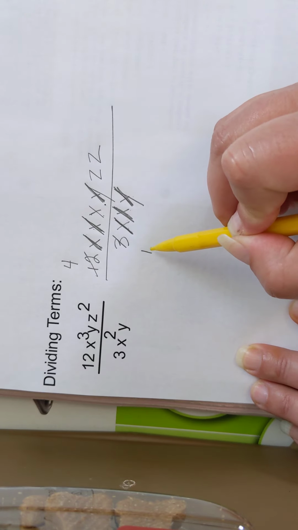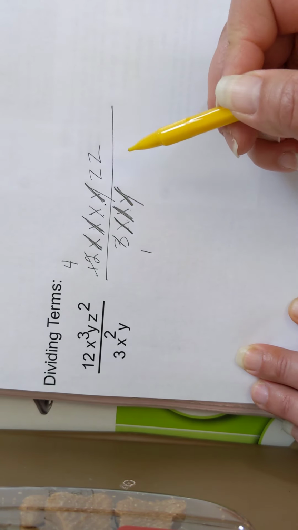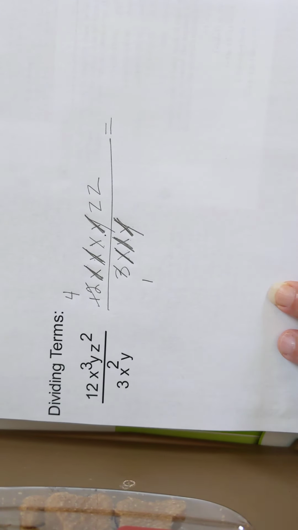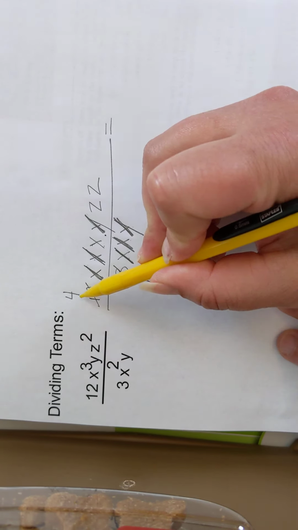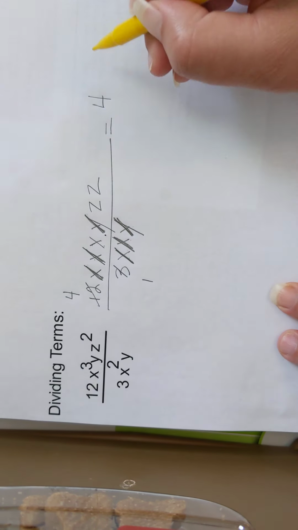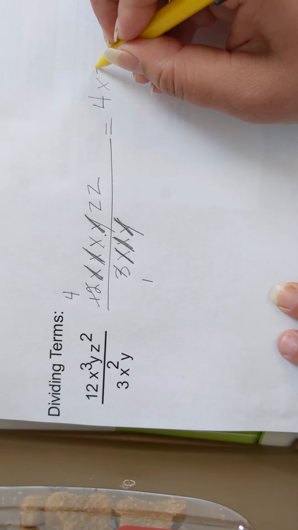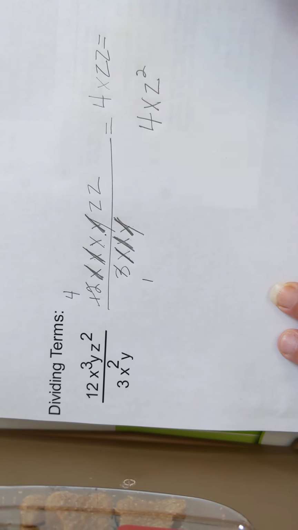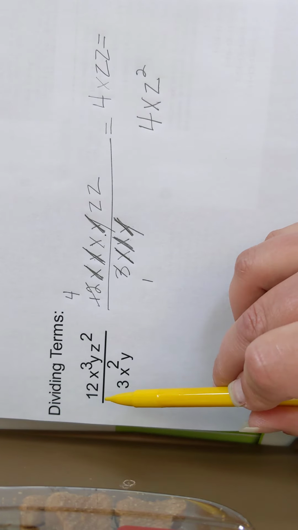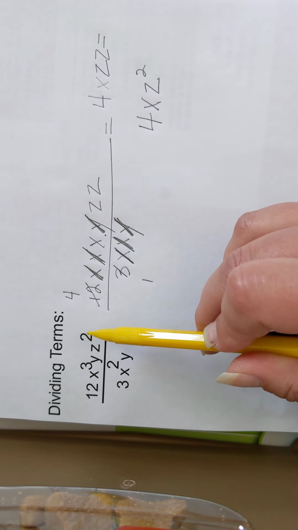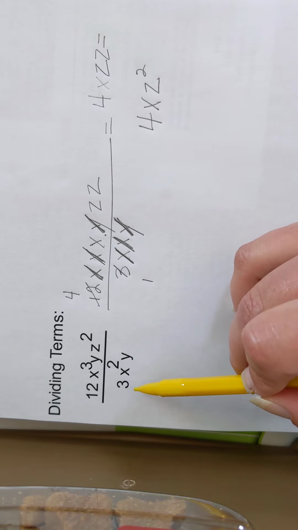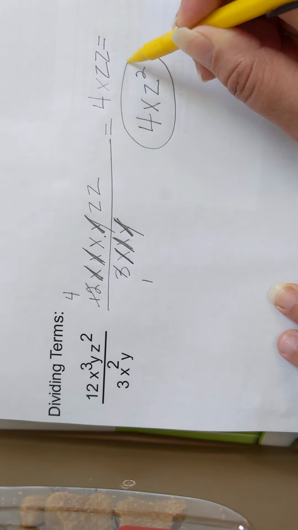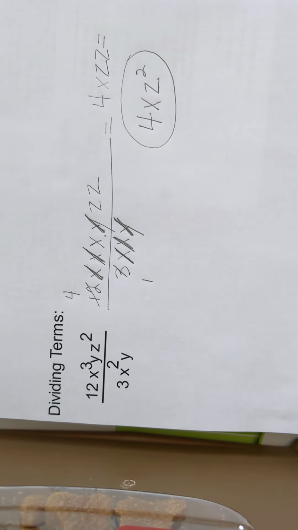So now it's looking at what do I have left. I like to look at the bottom. This is pretty easy. I have 1 times 1 times 1 times 1. So on the bottom I have 1. So I don't even have to worry about writing anything on the bottom. What do I have left on top? I have a 4, and I have an x, and I have a z and a z, and that equals 4xz squared. So going back to the original problem, I have 12x cubed y z squared, and I actually divided that by 3x squared y, and I got 4xz squared. All right, have a great time with lesson 103.